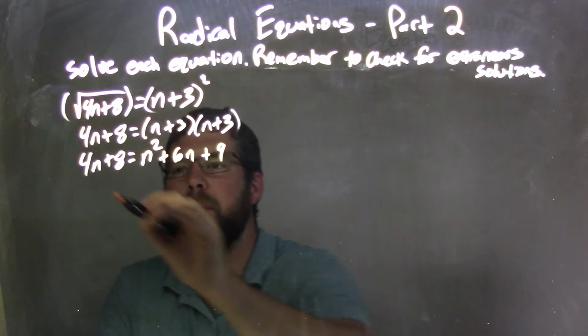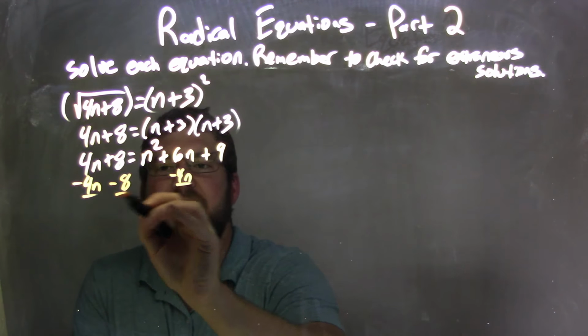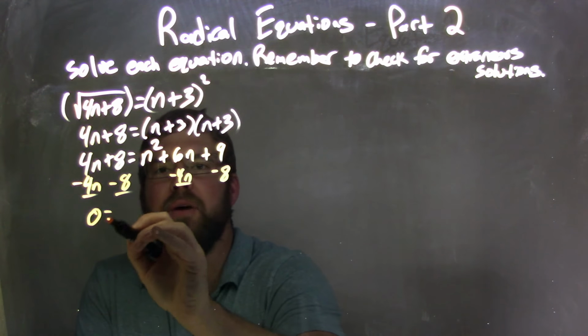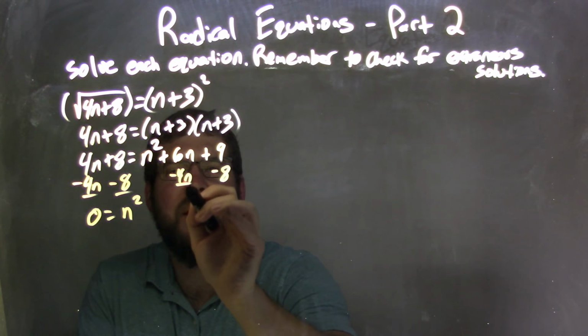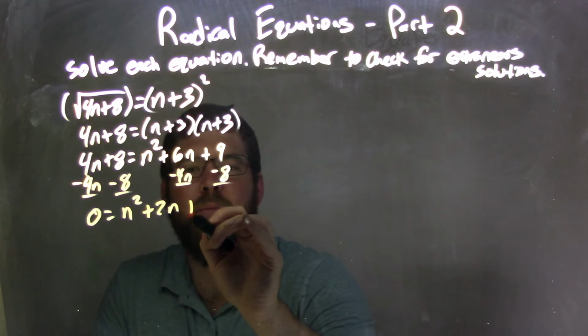So from there, I'm going to subtract 4n, bring everything over to the right-hand side, and subtract an 8. Leaving me with 0 equals n squared, 6n minus 4n, which is 2n, and 9 minus 8 is plus 1.